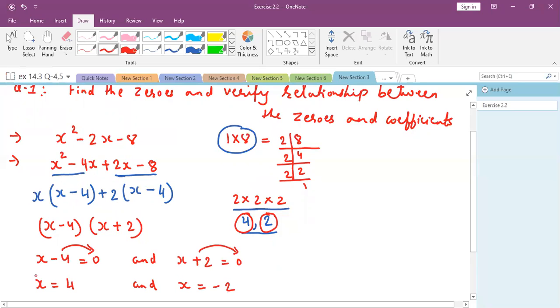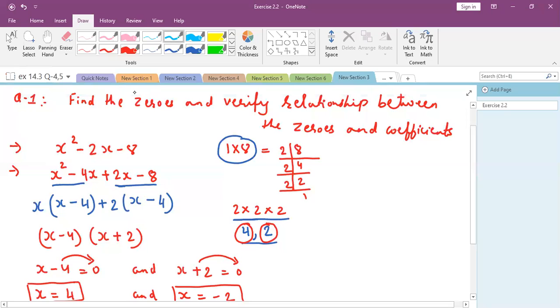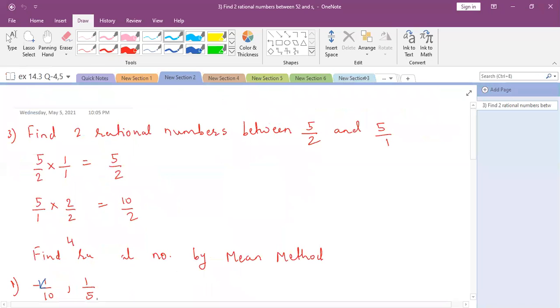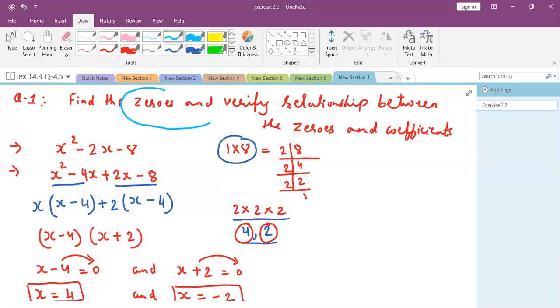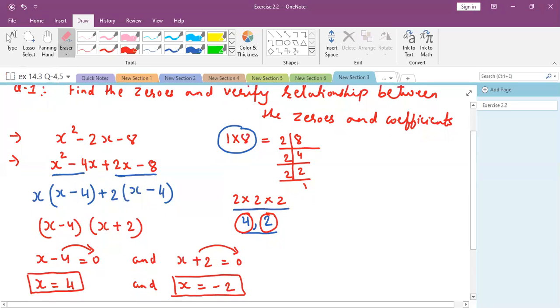So we have got two zeros, one as 4 and the other as minus 2. Till here, we have just done the process of finding the zeros. We have just calculated the zeros of the given polynomial. Now we are going to verify the relationship between the zeros and the coefficients. So let us see how to verify the relationship between the zeros and the coefficients.